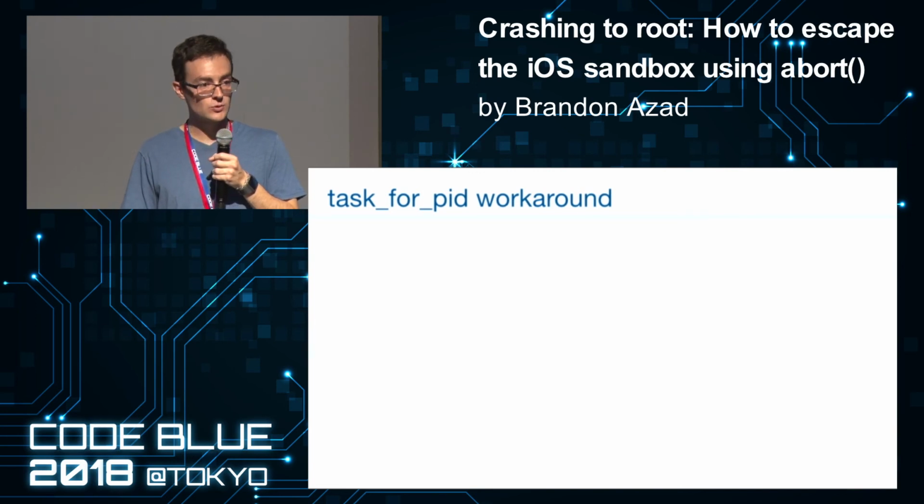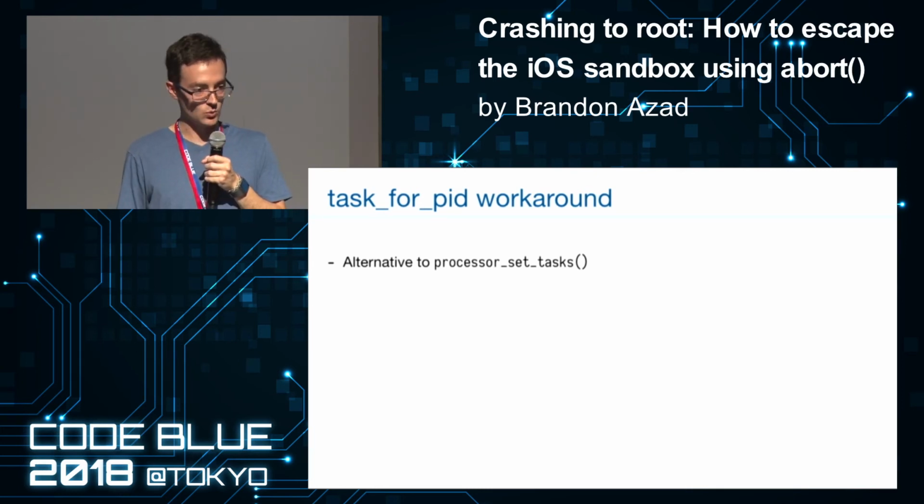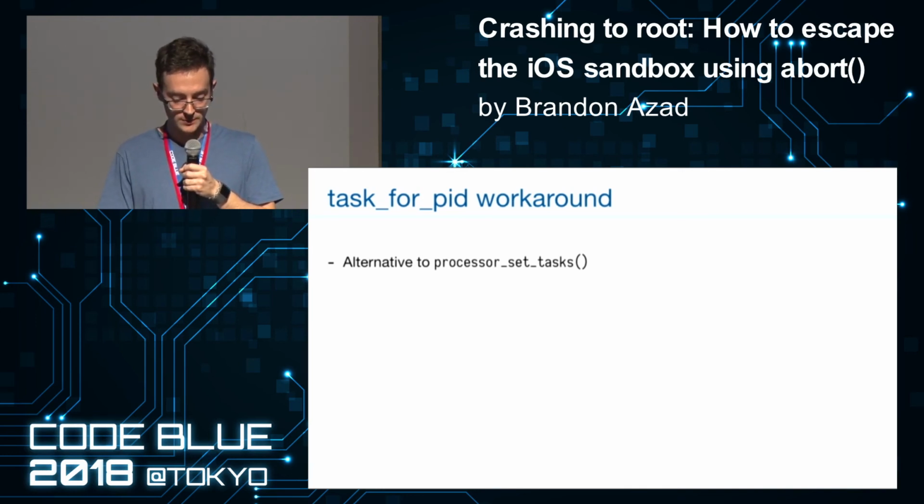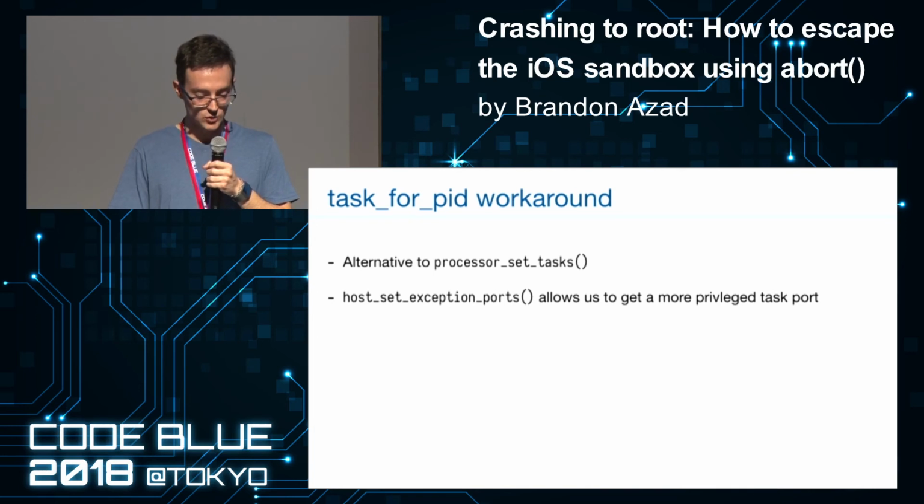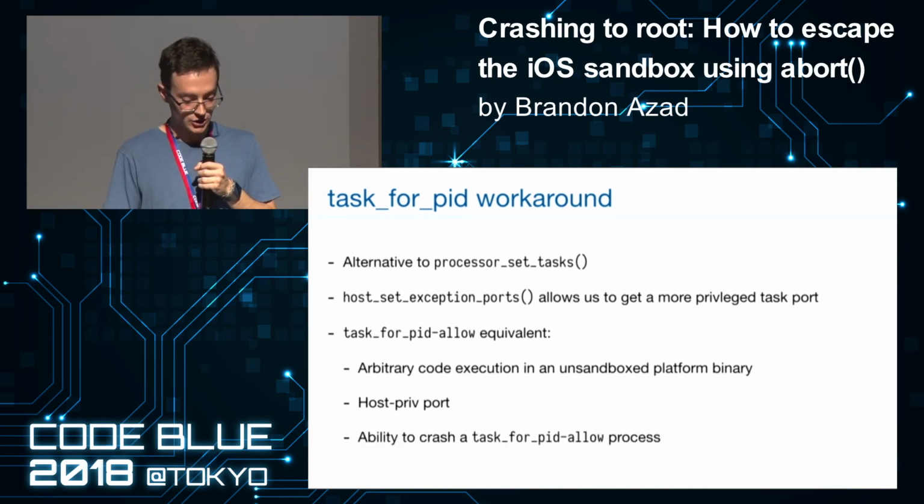And finally, we saw that there was a new way to obtain task_for_pid privileges. For a long time, processor_set_tasks was the de facto task_for_pid workaround on iOS. But Apple has recently blocked that technique. However, we've seen that host_set_exception_ports also allows us to get the task port of a more privileged process. Thus, if we have arbitrary code execution in an unsandboxed Apple-signed binary, and we have the host priv port, and we can crash a task_for_pid-allow process, we can combine these capabilities to execute code with task_for_pid privileges.